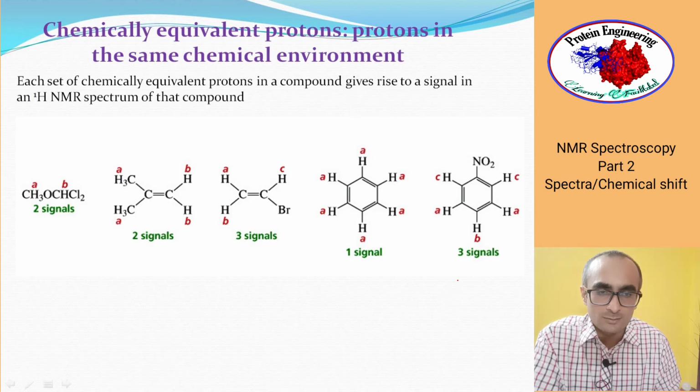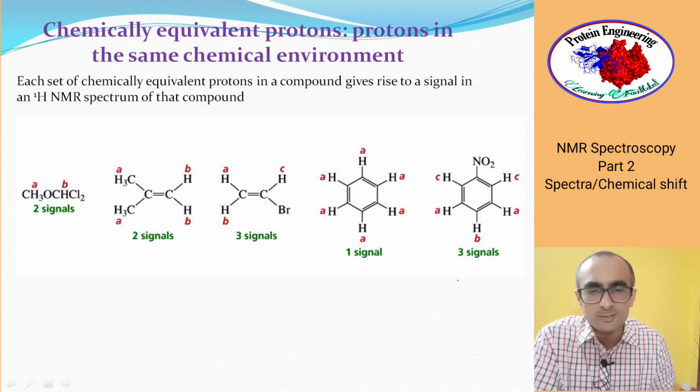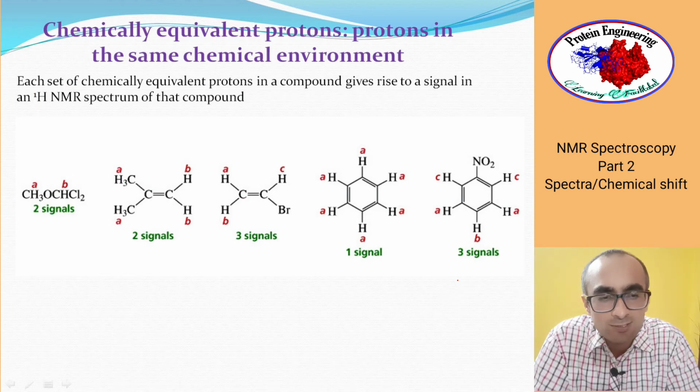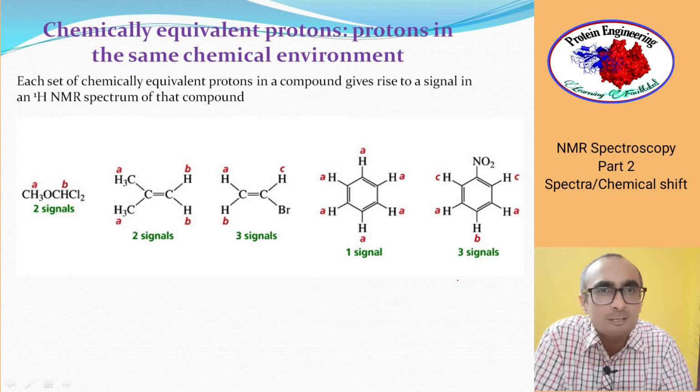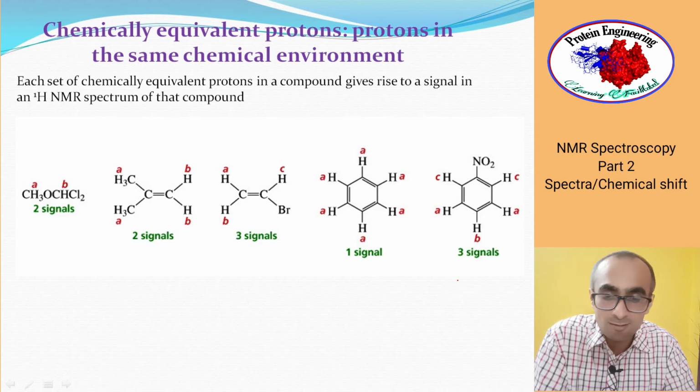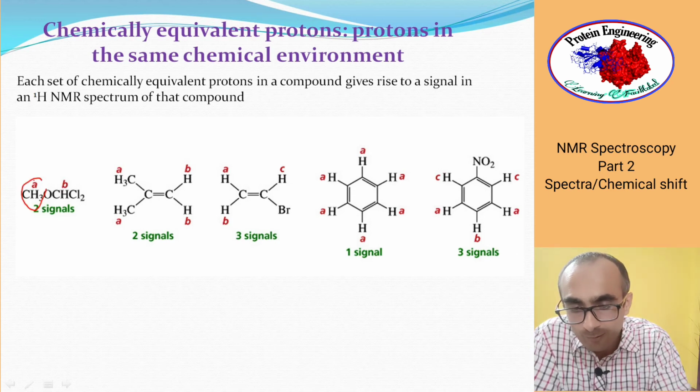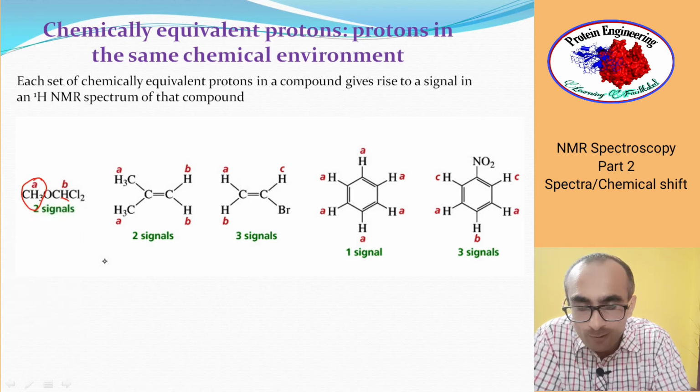Now let's look at some more examples. The chemically equivalent protons, the protons in the same chemical environment, give a single peak. That we know from the earlier lecture also. So for example, if you look at this compound, CH3OCHCl2, there are two types of protons. So in NMR you will get two signals.